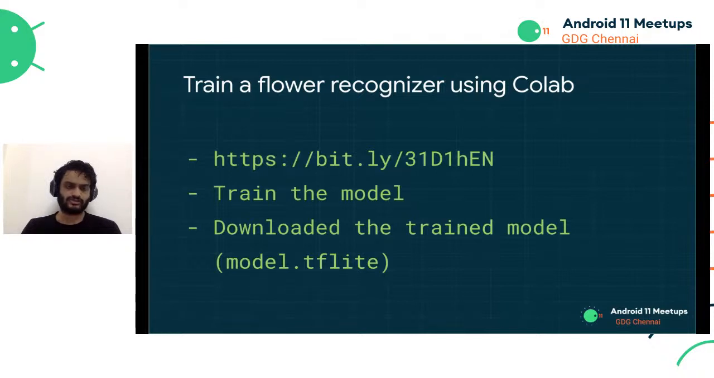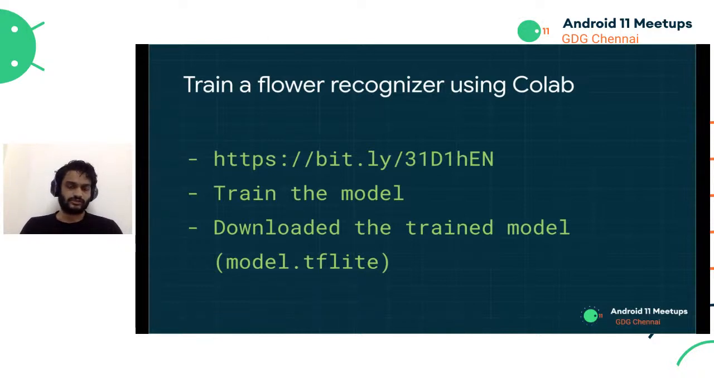Okay, so you go to this Colab, and Colab is a place where you get your machine learning models trained. Even though you can also do it on your local machine, Colab is a place where it is easier, since most of your tools are already installed, and you will not worry about the Python and the TensorFlow version. Okay, so you can make use of this Colab and train your model. Download the trained model. It would be something like model.tflite.